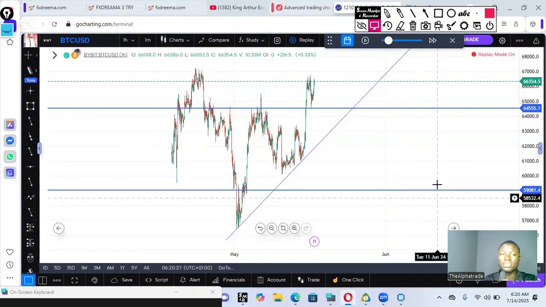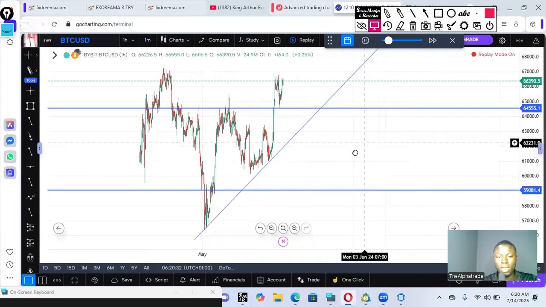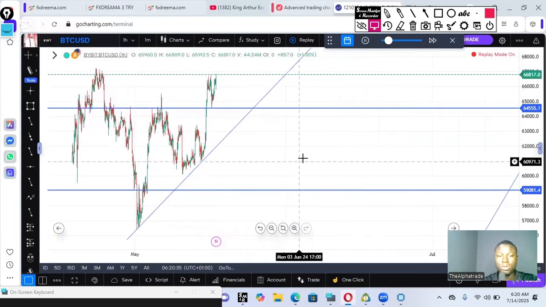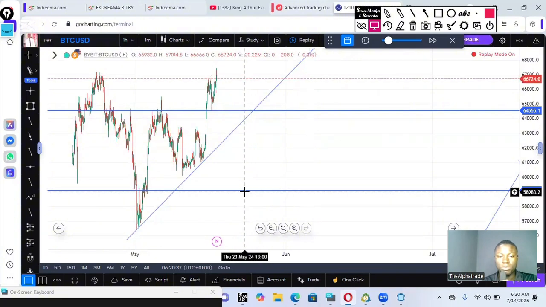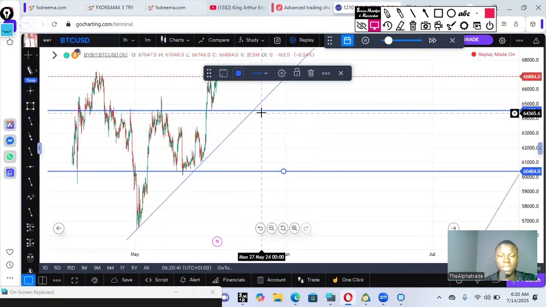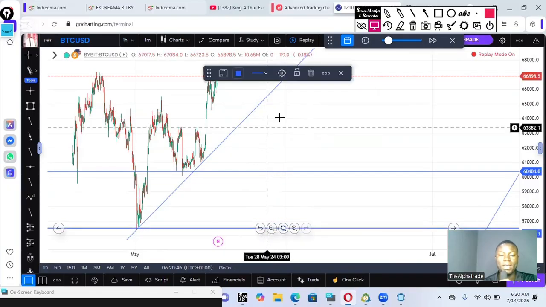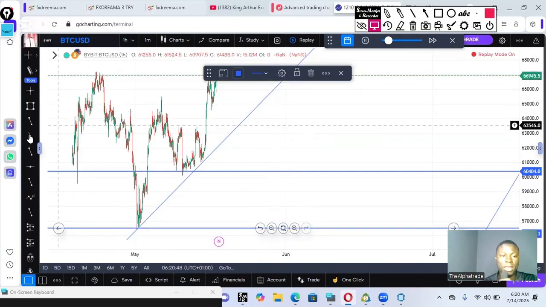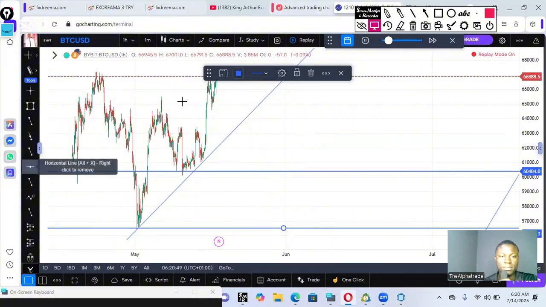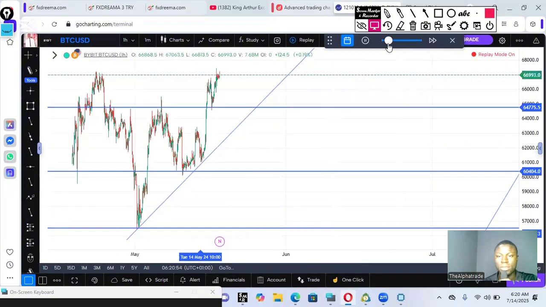Now let's try currency pairs to see how it works. I have this on replay mode. Let's see how this works on currency pairs. Let's see how it's gonna work. Let me increase the speed.